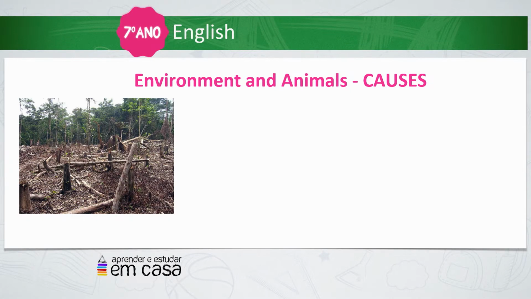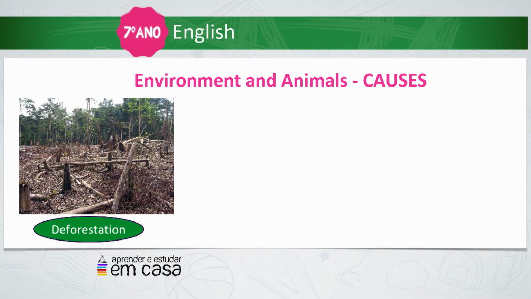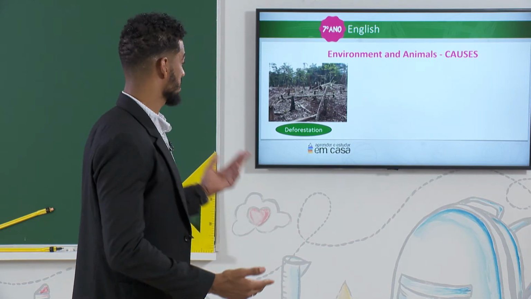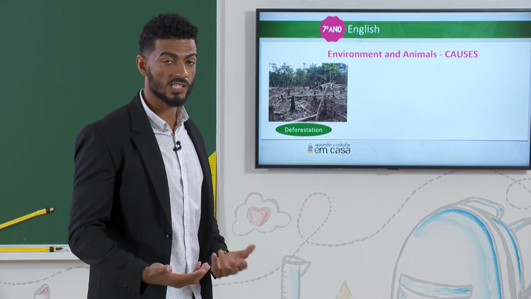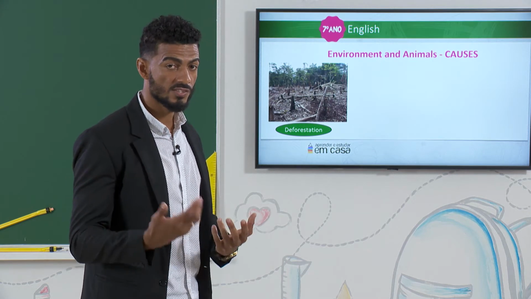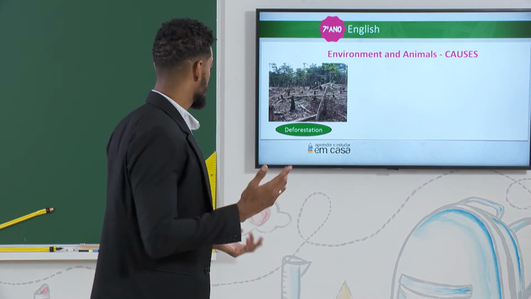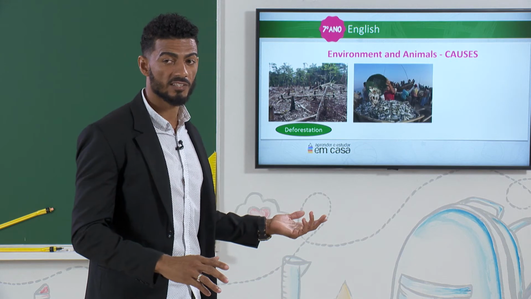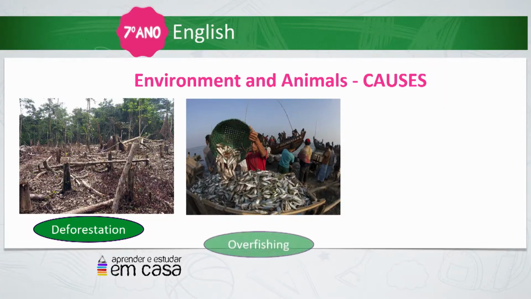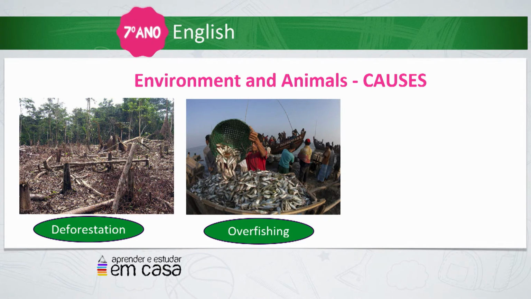So let's see some causes that we have here. The first one is deforestation. What happened? So here humans are cutting the trees. When they cut the trees, animals lose their habitat. So the next one we have is overfishing. Humans are fishing a lot. And then we have overfishing.